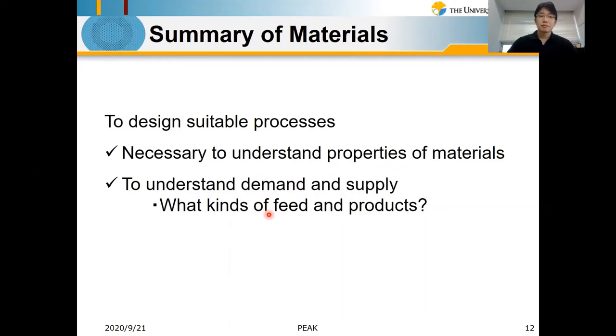So, I'll summarize what we have covered about materials. We must understand material properties, not only of materials and products, but also of intermediate substances. Then we can create suitable processes and also the design.